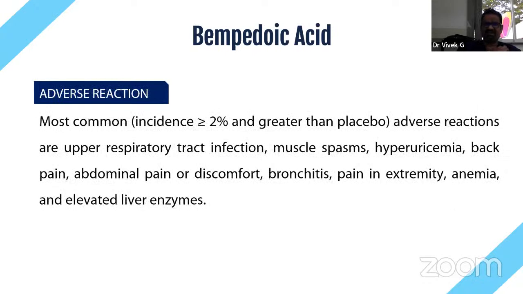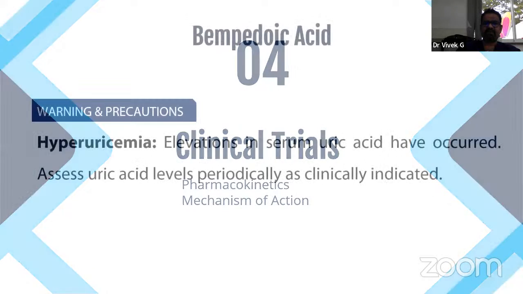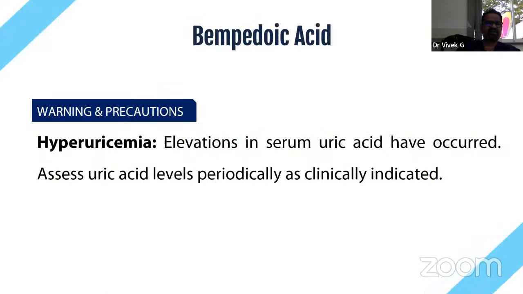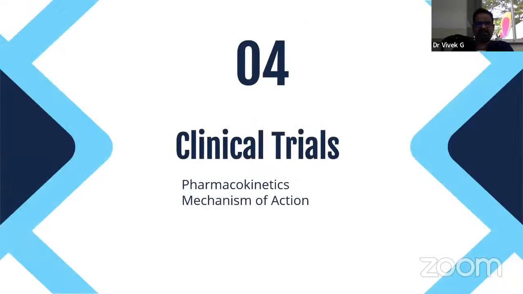So there are some rare adverse reactions in these patients. One is muscle spasms and tendon ruptures, which are seen in some patients. Then hyperuricemia, and some patients exhibit pain, back pain, abdominal discomfort, but these are quite rare, and some patients tend to have elevated liver enzymes. So where do you actually have to be a little careful? One, in patients who have a history of gout or who have an elevated uric acid, you have to be a little careful. And patients who have a history of tendinitis or tendon rupture, these are some rare adverse effects of bempedoic acid. So that's basically the pharmacokinetics and the pharmacodynamics.